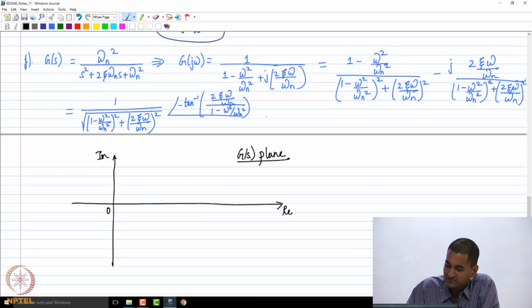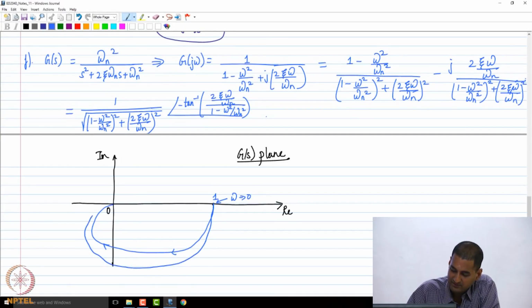This is the origin. You will observe that all curves are going to start at 1 when omega tends to 0. The Nyquist plot takes this shape, then comes like this and ends like this. That's what happens for a second order system. Of course, we are going to have a family of Nyquist plots for different values of zeta. As zeta keeps on increasing, it comes closer and closer. This is the trend as zeta increases.